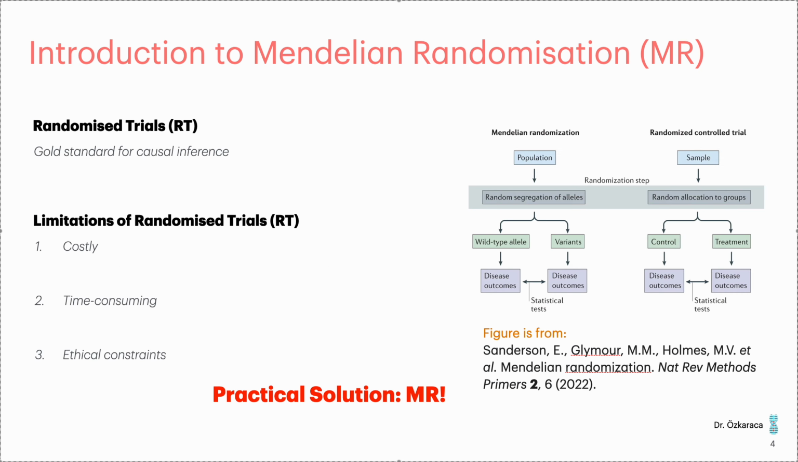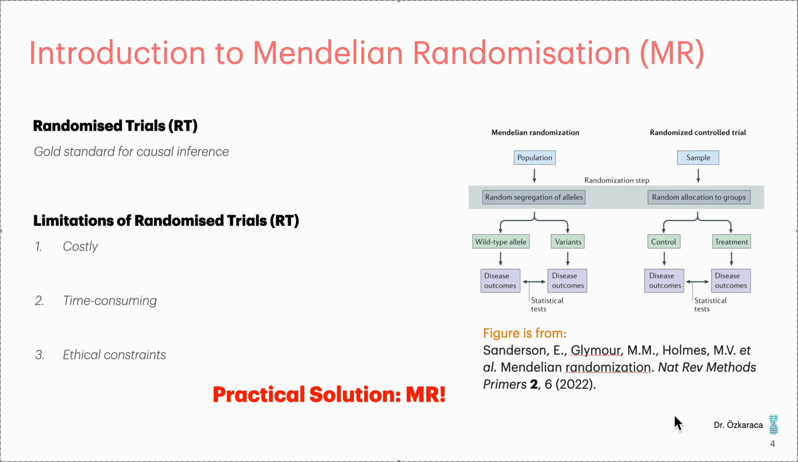So randomized trials are the gold standard for causal inference. However, they often have limitations. They can be costly, they can be time-consuming, or even unethical. MR has an advantage over randomized trials because it offers a practical alternative to address scenarios where traditional randomized trials are either infeasible or unethical. For example, we cannot randomize people to smoke cigarettes or adopt a high-fat diet, but MR can provide insights into the causal effects of such exposures on disease outcomes.